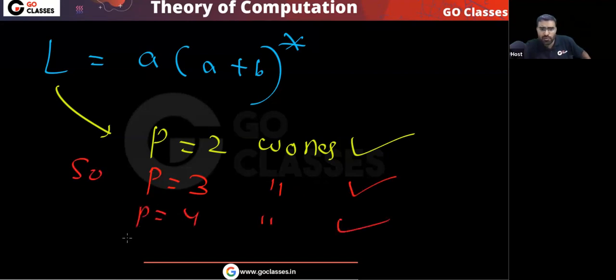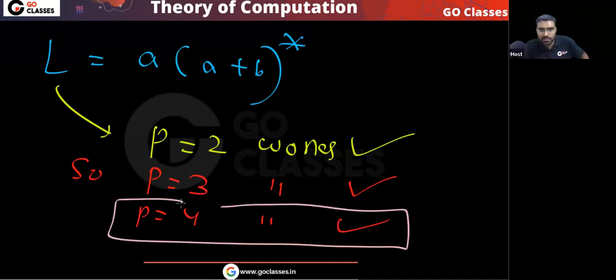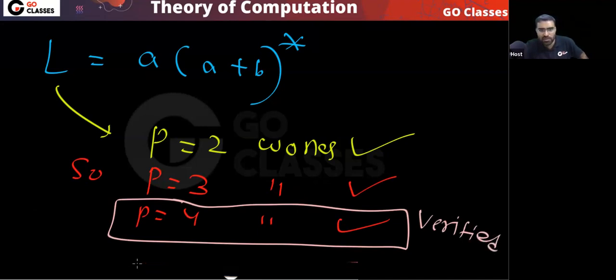P equal to 4 will work. This we have checked and verified. Similarly, p equal to 5 will work. P equal to 10 will work. So I can say p greater than or equal to 2 works.